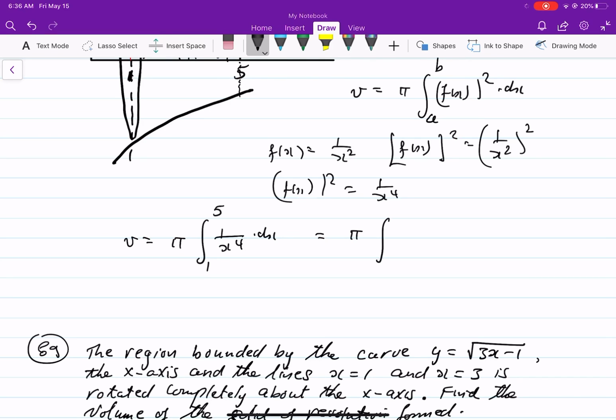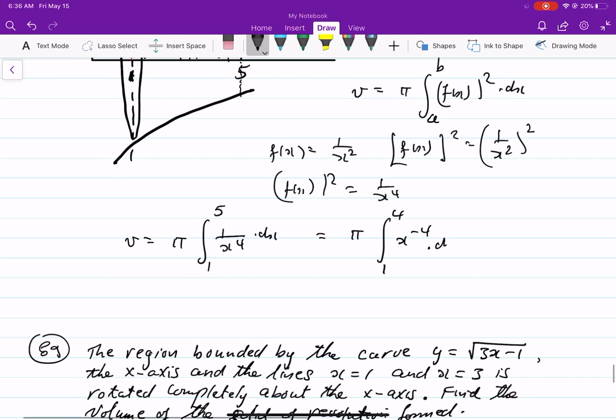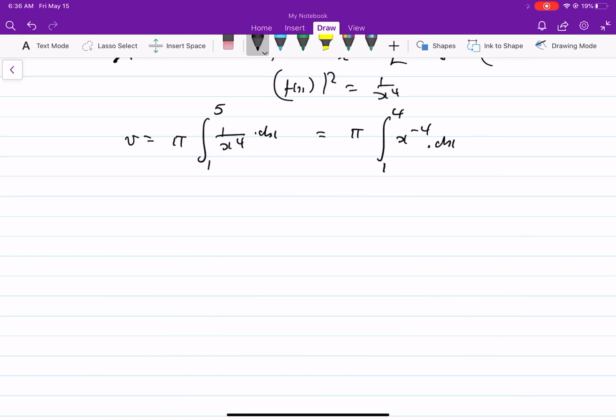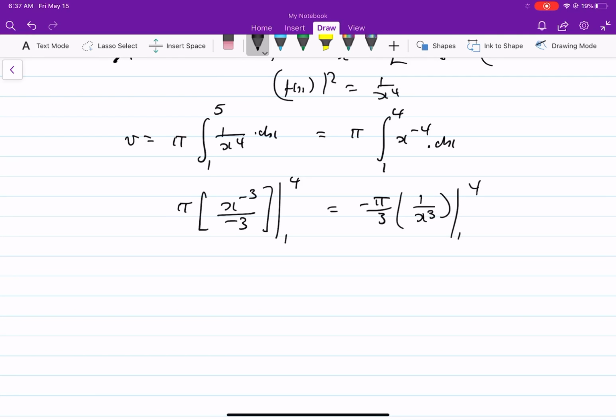Everybody knows that you have to write that as a standard polynomial. So I'll write it as x to the minus 4, the integral of x to the minus 4 dx. And when I integrate that, I get pi into x to the minus 4 plus 1, which is x to the minus 3 upon minus 3, evaluated between 1 and 4. Now I'll pull out the minus 3 and make it join the pi. I get all my constants on the outside. Minus pi upon 3. What's left inside? X to the minus 3, which I can write as 1 upon x cubed, evaluated between 1 and 4.